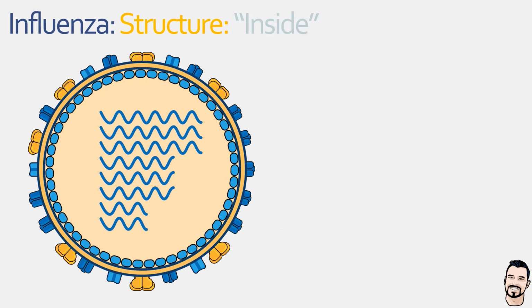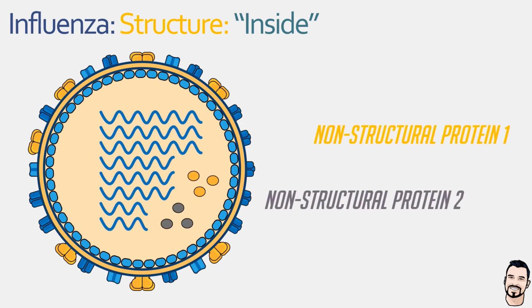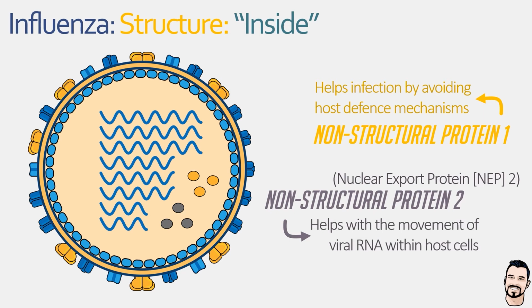So floating around within the center of the virion, we have two proteins known as non-structural protein 1 and non-structural protein 2, or NS1 and NS2 for short. The complete function of NS1 is not known, however it has been proven to help the virus circumvent various aspects of the host antiviral response mechanism. NS2, on the other hand, or nuclear export protein 2 as it is becoming commonly known, is involved in helping the movement of viral RNA within the host cell out of the nucleus.